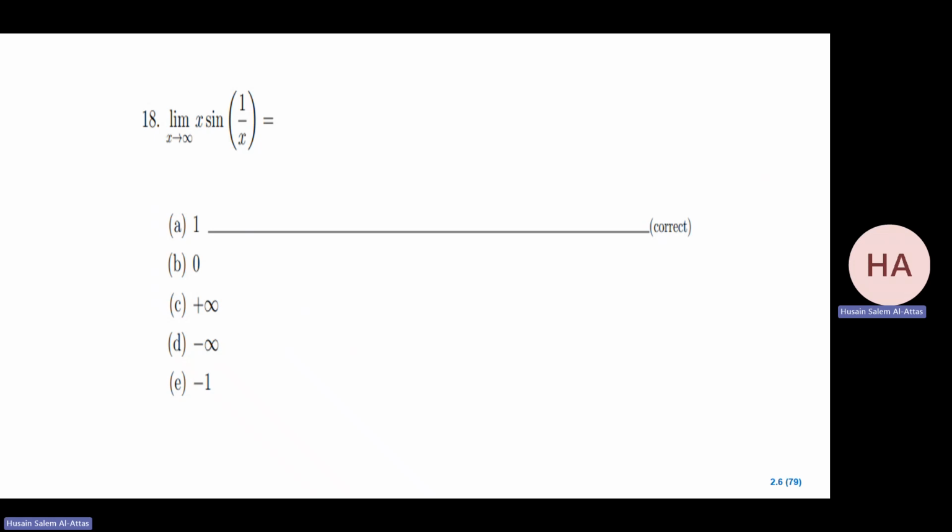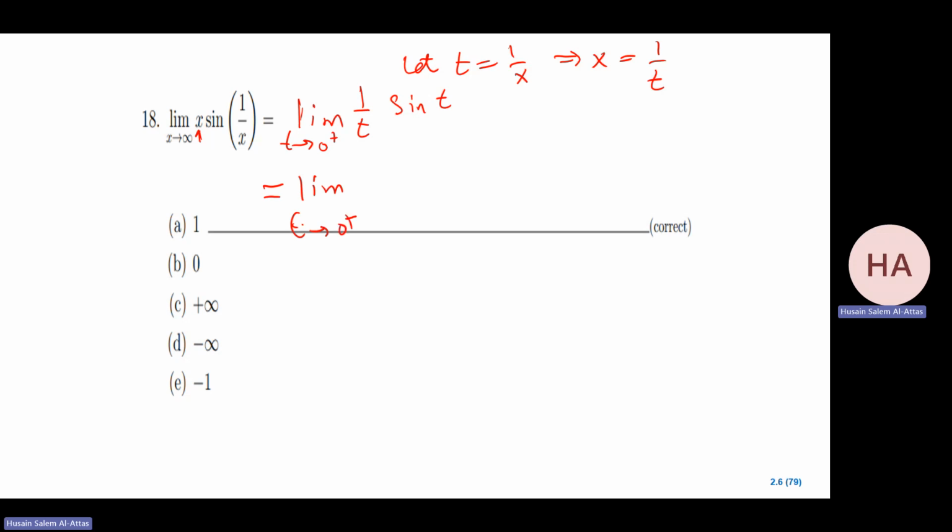This limit, if you let t equal 1 over x, what will you have? This limit will be the limit of sine t, that means x is 1 over t. So this x will be 1 over t, and as x goes to infinity, t goes to 0, from the right, it's okay. Limit as t goes to 0 from the right of sine t over t, and we know this limit is 1. So this is the answer.